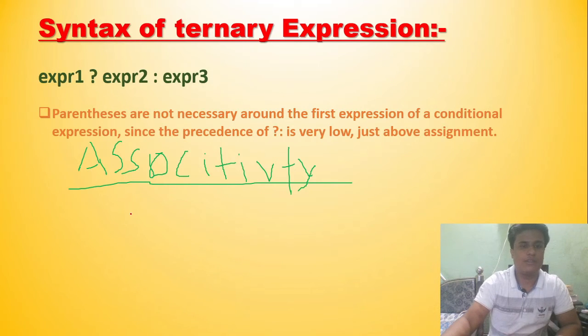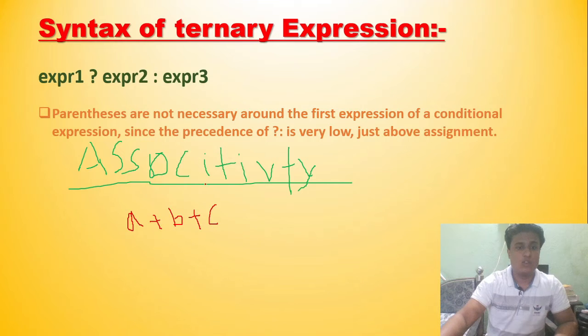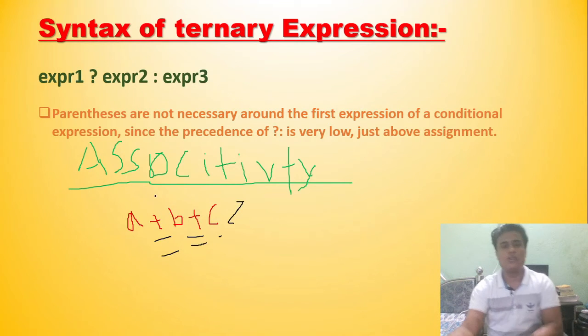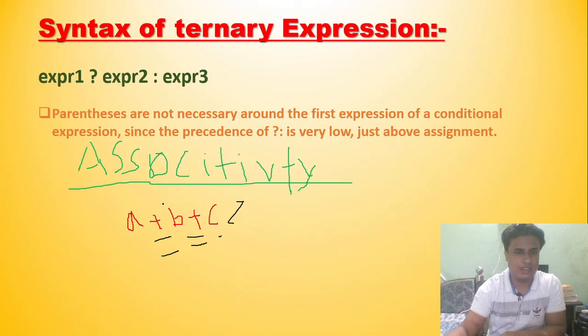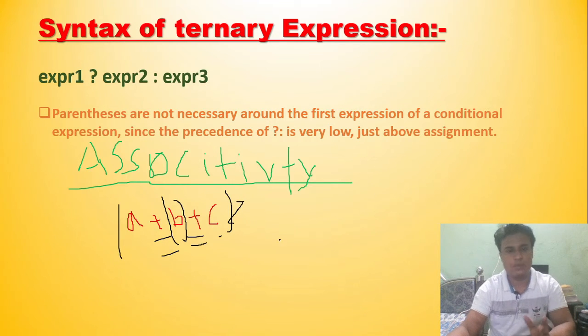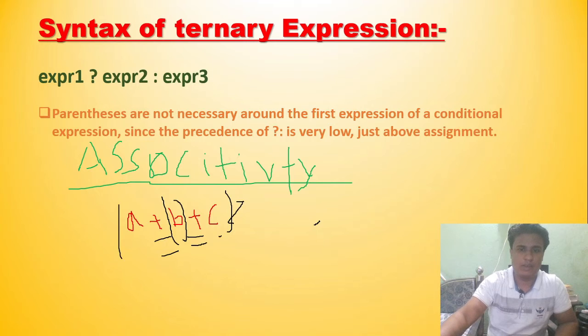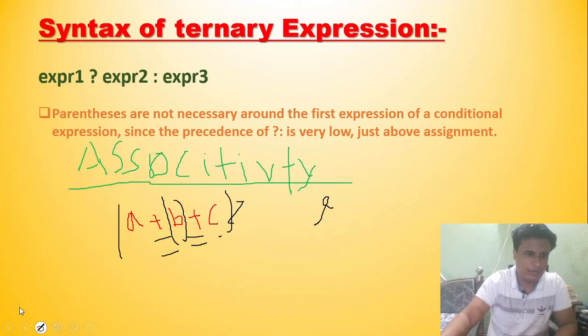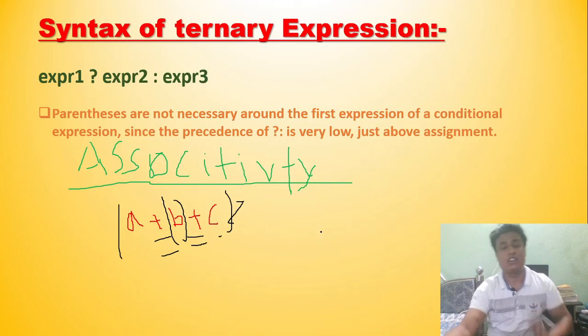Suppose we have written A plus B plus C. Which plus will be operated first, this one or this one? Plus has equal associativity, which means we can operate either of them first. There is no difference in the result; it will always be the same. But by default, plus has left associativity. This is the convention, but you can do it both ways.